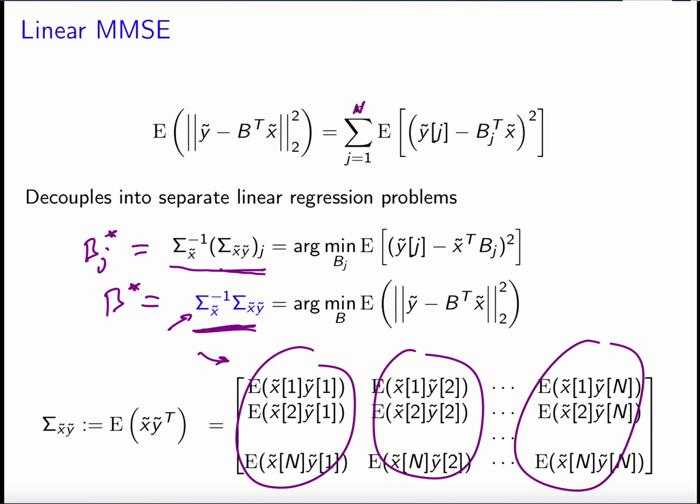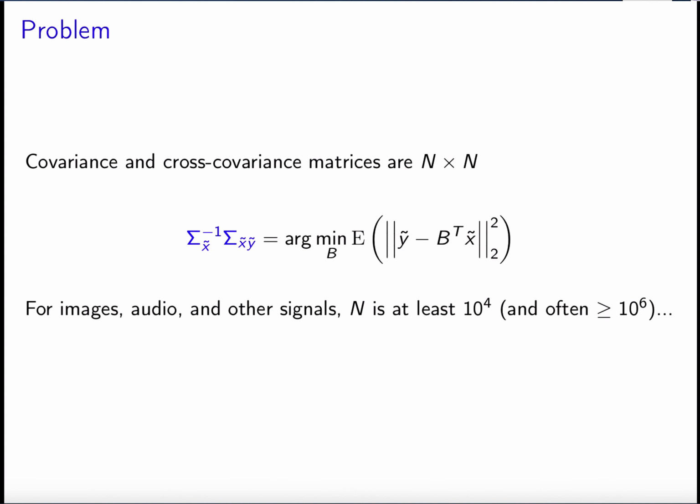Okay, so now we have a solution. This is the best matrix that we can apply to x to map it to y and minimize mean squared error. So are we done here?